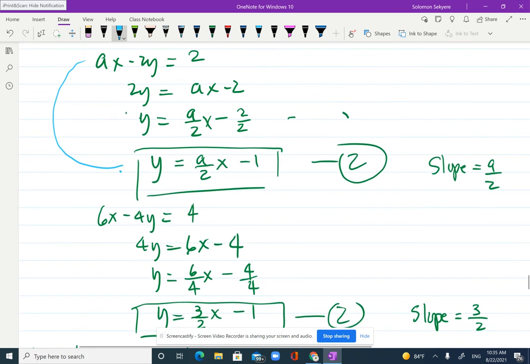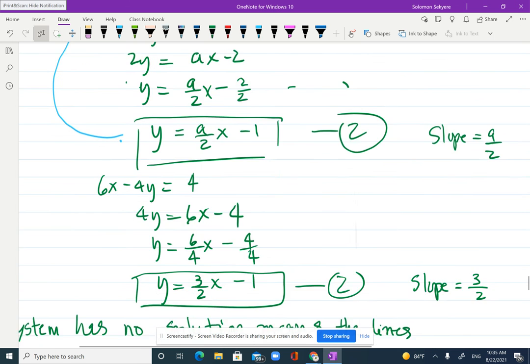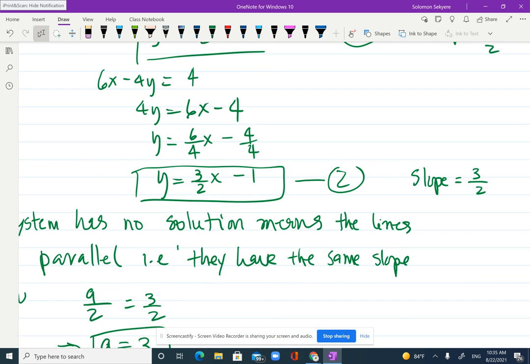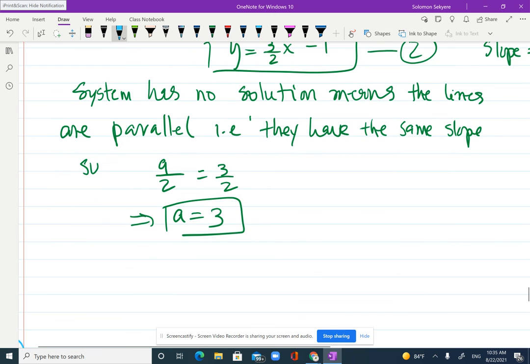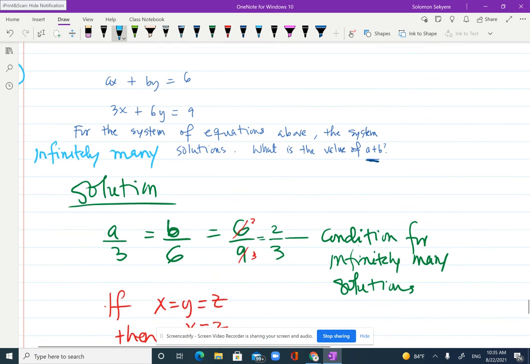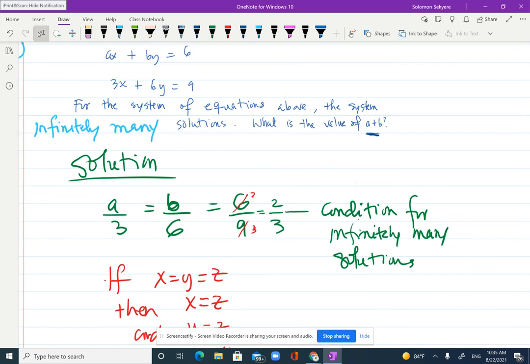I hope you are familiar with transforming equations from the standard form to the slope-intercept form. So now these are the slopes. Since the system has no solution, meaning the lines are parallel and they have the same slope, I say a over 2, the slope of the first line, equals 3 over 2, which means a equals 3. That's it. You're done. What if the system has infinitely many solutions?